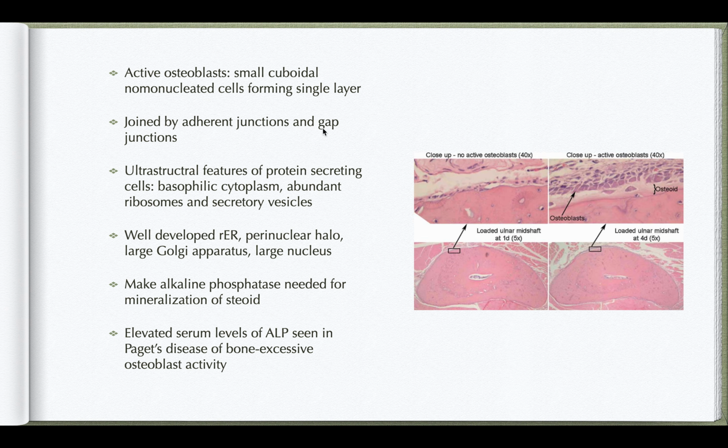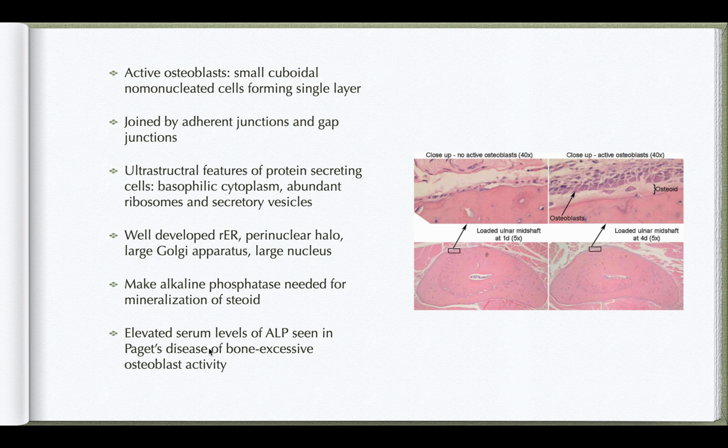Active osteoblasts are small, cuboidal, mononucleated cells, and they form just one layer. They are joined by adherent junctions and gap junctions, and they have basophilic cytoplasm, abundant ribosomes, and secretory vesicles. They have a well-developed rough endoplasmic reticulum, a perinuclear halo, a large Golgi apparatus, and a large nucleus. They make alkaline phosphatase that is needed for the mineralization of the osteoid.